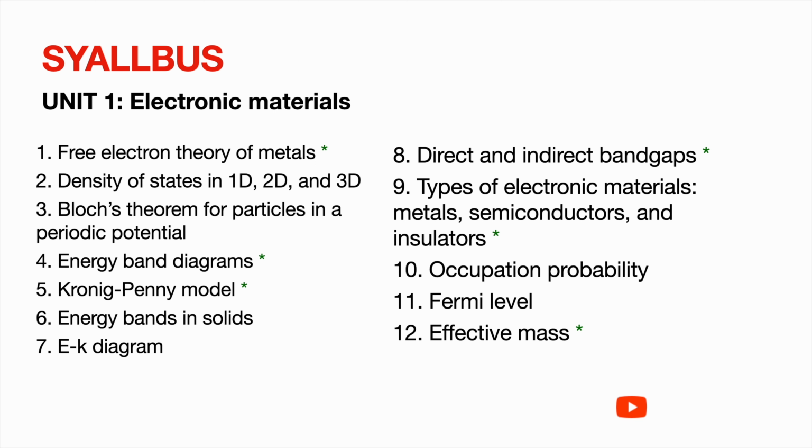The 10th topic is occupation probability. The 11th topic is Fermi level and 12th is effective mass. The effective mass topic is also very important. You were not familiar with this topic earlier; this is going to be a new concept for you.